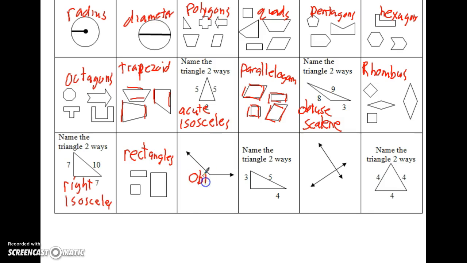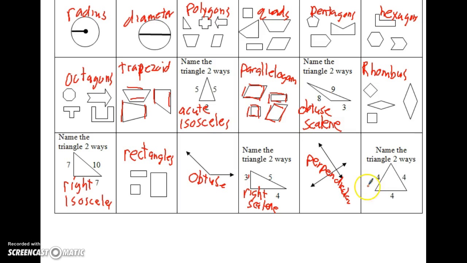Obtuse angle. Got a right angle right here again. And none of the sides are the same. That would make it right scalene. Perpendicular, because it makes a right angle.